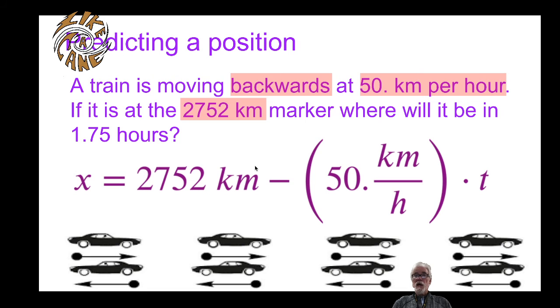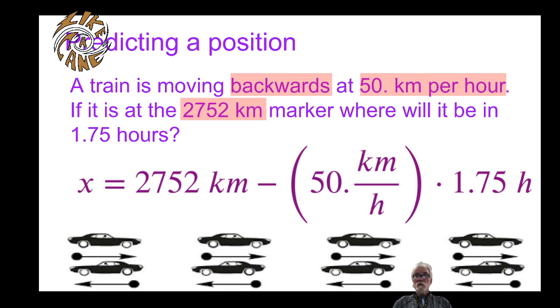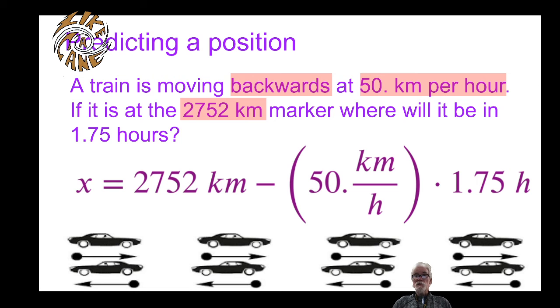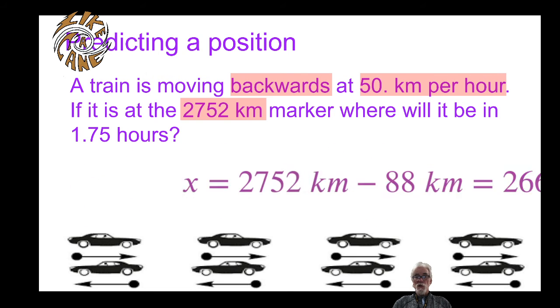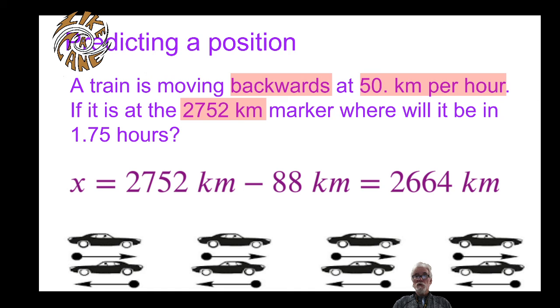Now that we have an equation, we just insert the time where it goes in the equation and do some arithmetic. So the velocity times the time gives the displacement, or the change in position, which ends up being negative 87.5 kilometers. When we add the displacement to the starting position, we get the ending position, which is 2664.5 kilometers. And that's the answer to our question.